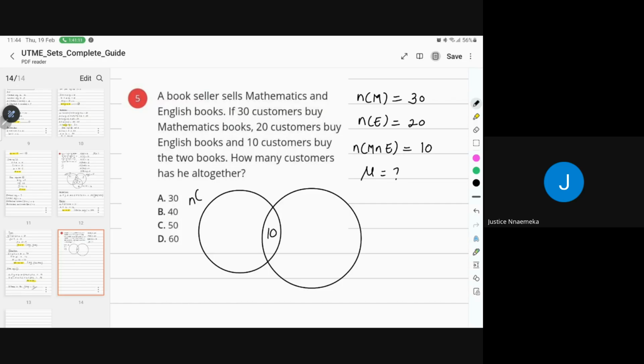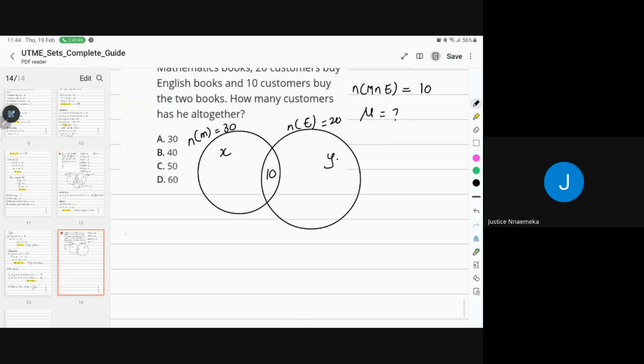So the number for mathematics is equal to 30. Number for English is equal to 20. So how many are they all together? We cannot do that unless we get the value of X here and the value of Y here. Do you understand? So customers that bought maths only. Are you seeing it now? Good. If you do that equation, it's not a big deal again.